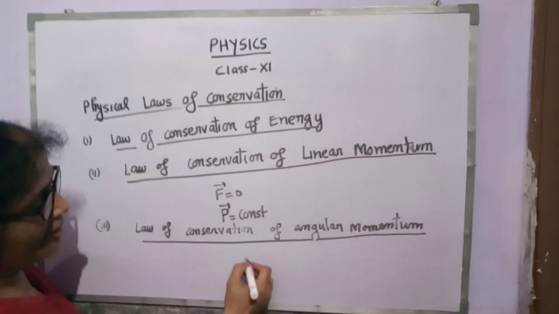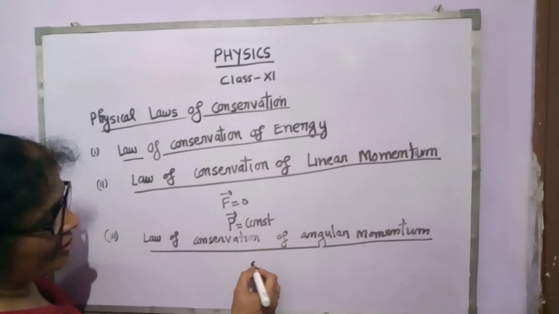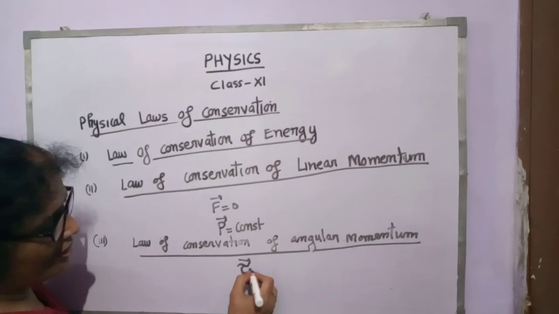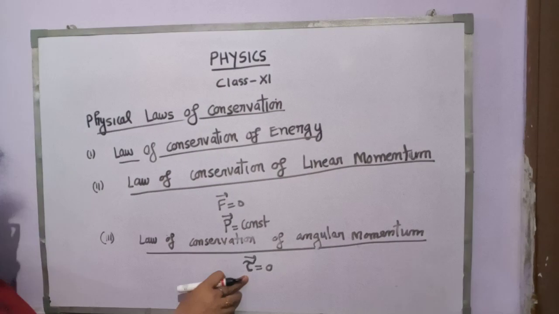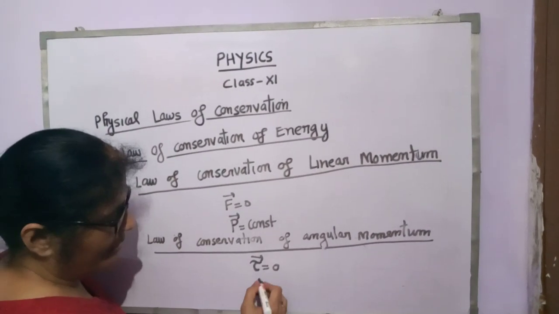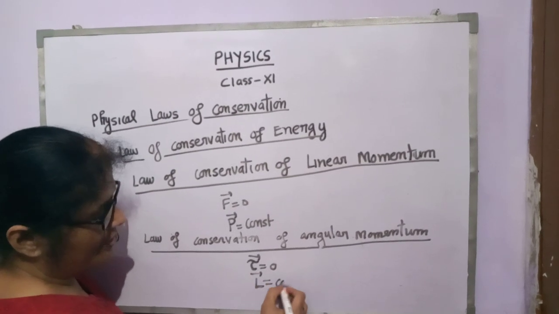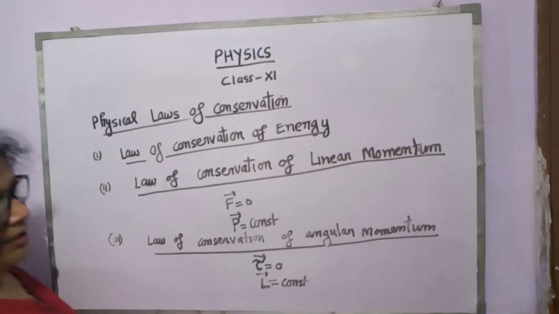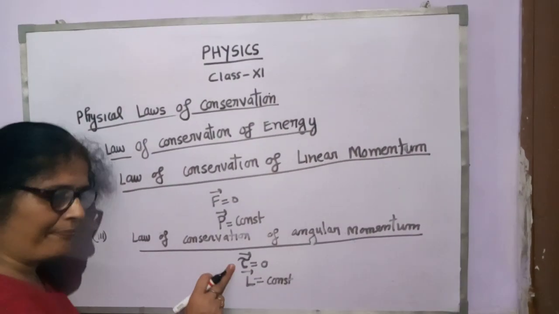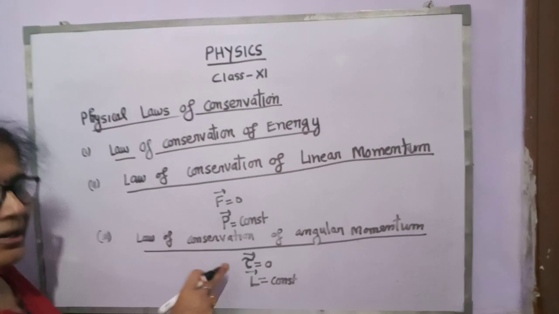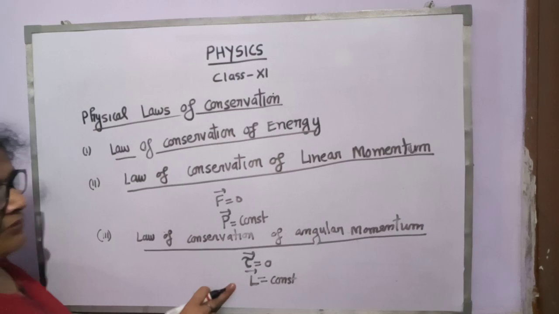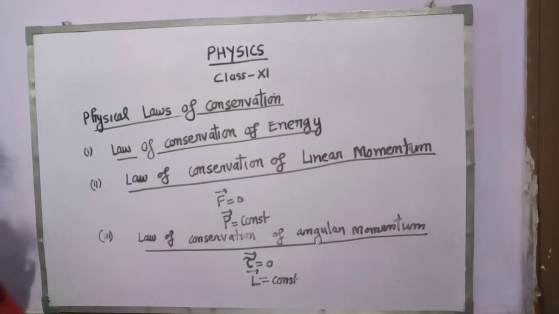If no torque acts on the system, torque is denoted by this symbol, tau. If tau is equal to 0, means if no external torque acts on the system, the total angular momentum of the system remains conserved. In other words, you can also say that for an isolated system, that means no torque acts on the system, the total angular momentum of the system is conserved.